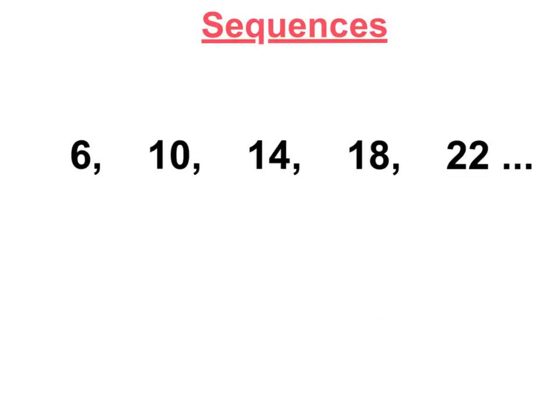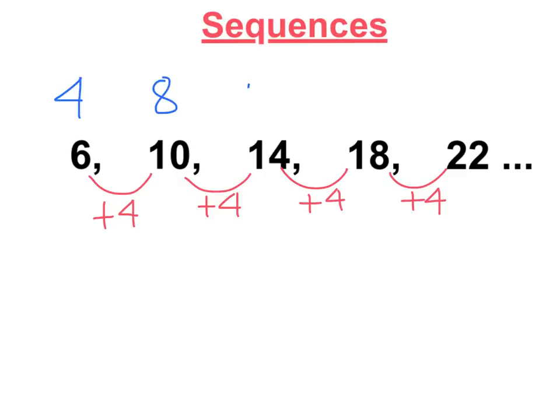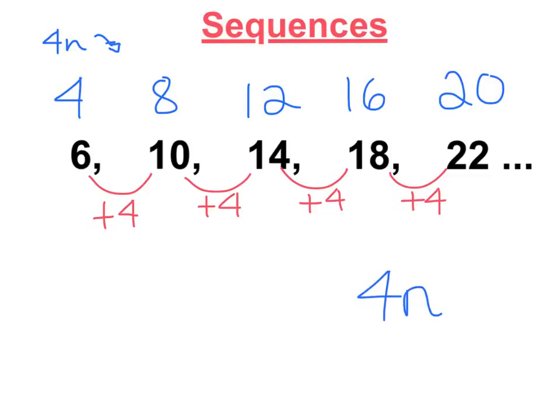Okay, so we've got a sequence of numbers and we've got to find the rule for this sequence of numbers. So let's have a look at the differences in between each of the numbers. So from 6 to 10, it's add 4, 10 to 14, you add 4, and then add 4. So our sequence goes up in 4s, and another sequence that we know that goes up in 4s is the 4 times table. And the 4 times table is 4, 8, 12, 16 and 20. So that there is the 4 times table, which we can write down as 4 times any number.